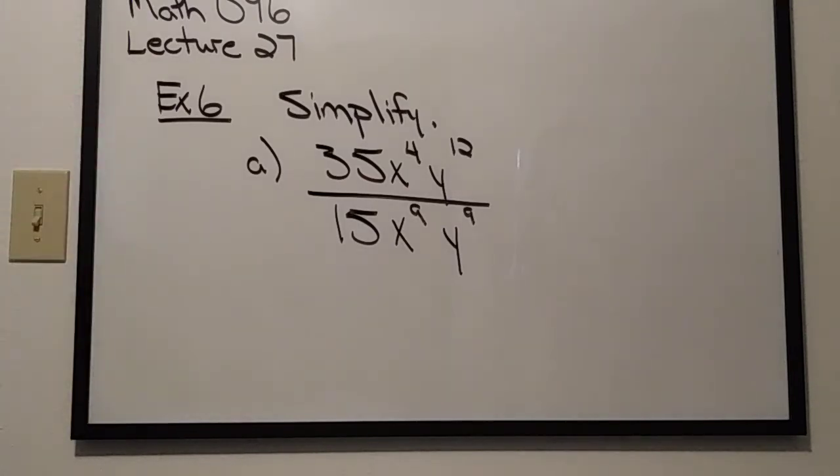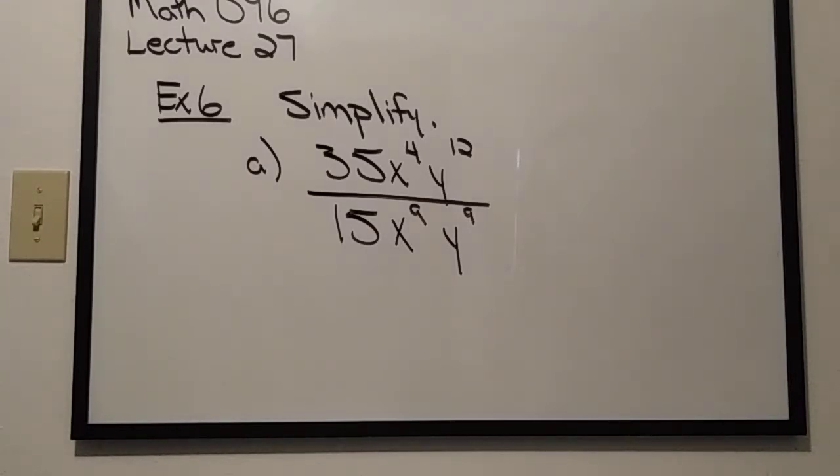So today we're going to continue on with section 5.1, and we're going to be starting here with example 6. The directions for example 6: simplify. And we have the problem 35 x to the 4th, y to the 12th, divided by 15 x to the 9th, y to the 9th.